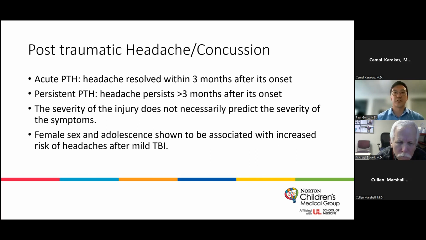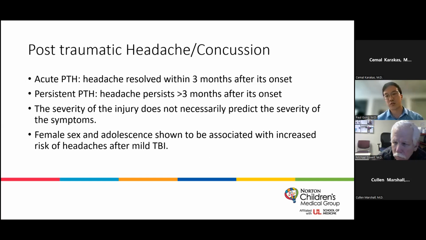So there are different definitions in terms of the length of the headache. Acute post-traumatic headache is headache that resolves within 3 months of its onset. Persistent post-traumatic headache would then be headaches that persist greater than 3 months after. Some pearls are that the severity of the injury does not necessarily predict the severity of the symptoms. There have been patients who had a minor head injury, maybe from a football game, who then go on to have persistent post-traumatic headache that's very refractory to treatment.